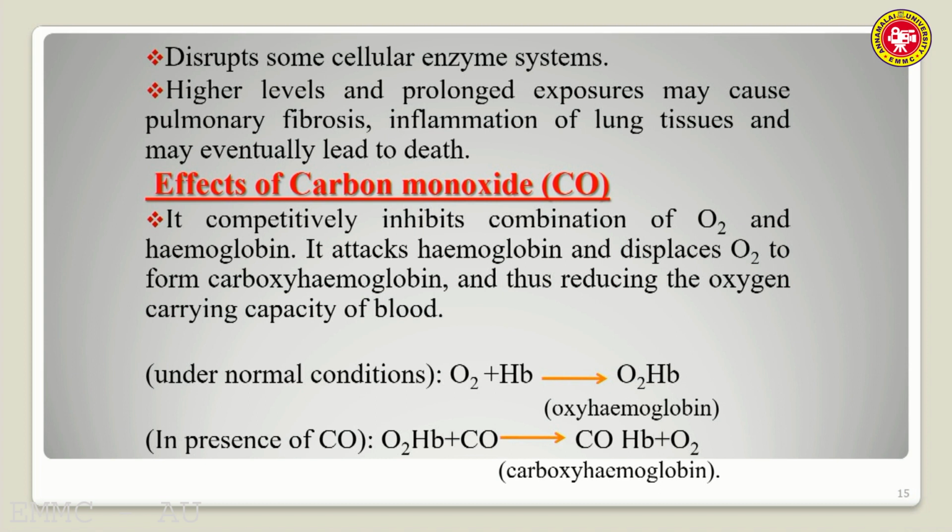Effect of carbon monoxide. It competitively inhibits the combination of oxygen and hemoglobin. It attacks hemoglobin and displaces O2 to form carboxyhemoglobin, thus reducing the oxygen carrying capacity of the blood. In normal conditions, oxygen combines with hemoglobin and produces oxyhemoglobin, which is used to transport oxygen all over our body. But in the presence of highly poisonous carbon monoxide, hemoglobin combines with carbon monoxide instead of O2 and produces carboxyhemoglobin, which is highly toxic in nature.